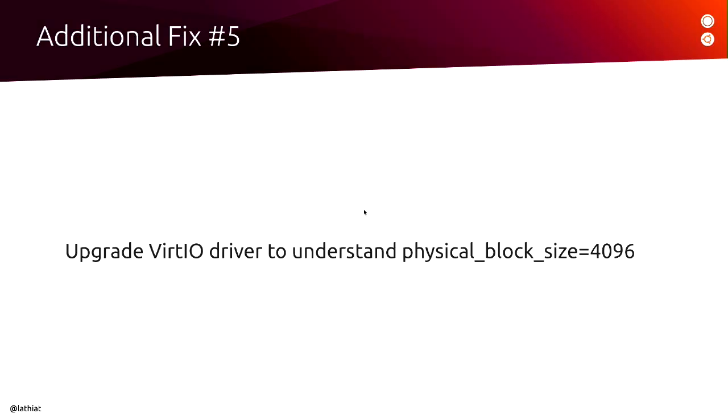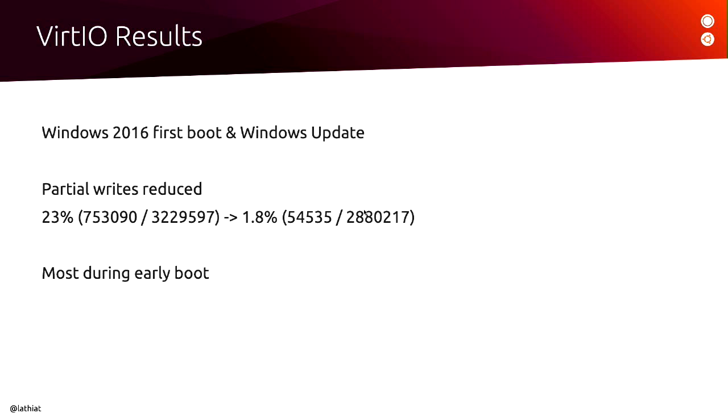But if we upgraded the VirtIO driver to understand this physical block size, which was now fix number 5, that had a dramatic result. What I found if I ran the same test was that the number of partial 512 byte writes was reduced from 23% of all writes during first boot and Windows Update to only 1.8%. And most of those happened in the very, very early boot phase, so it didn't have a big performance impact.